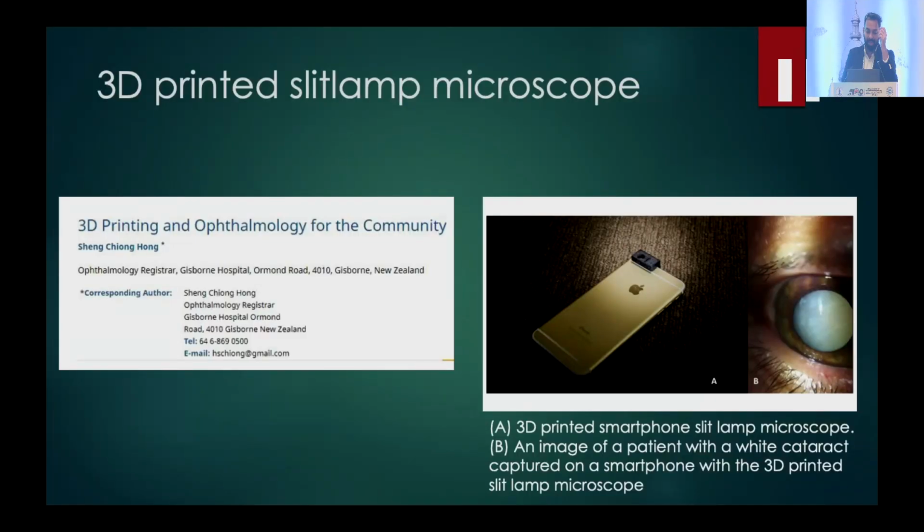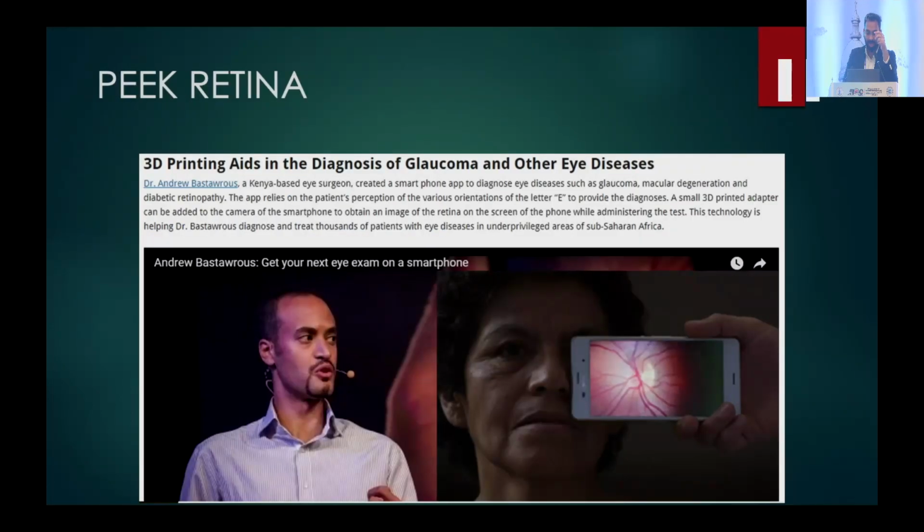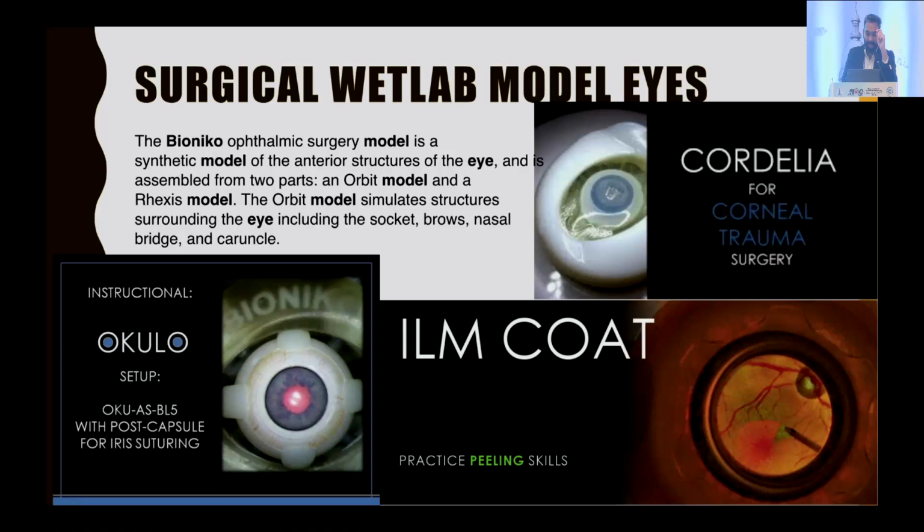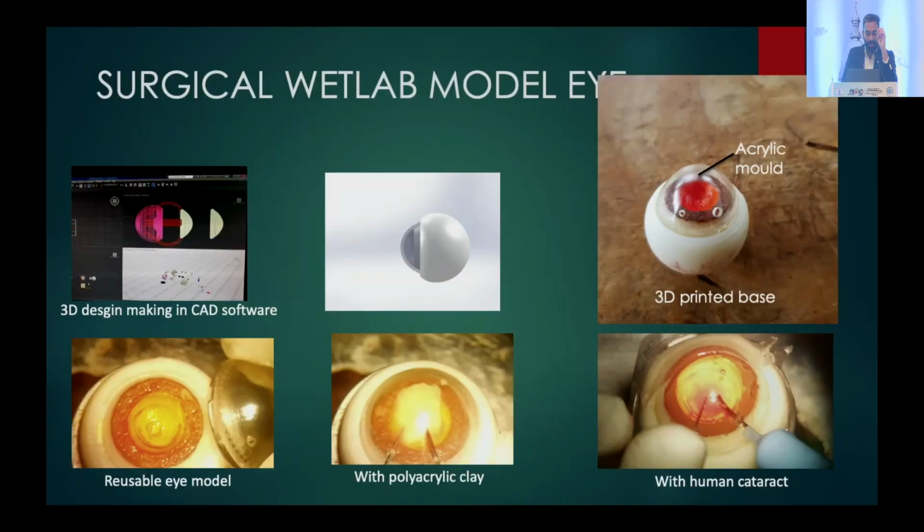This is a 3D printed slit lamp, so you can have a slit along with a magnifying lens which will help you convert your phone into a slit lamp. There is even a Peek Retina which is 3D printed for taking images of the disc. There are 3D printable models which can be used for surgical wet labs. This is one of the 3D printable models done by Dr. Prashant, and this is used for phacoemulsification.